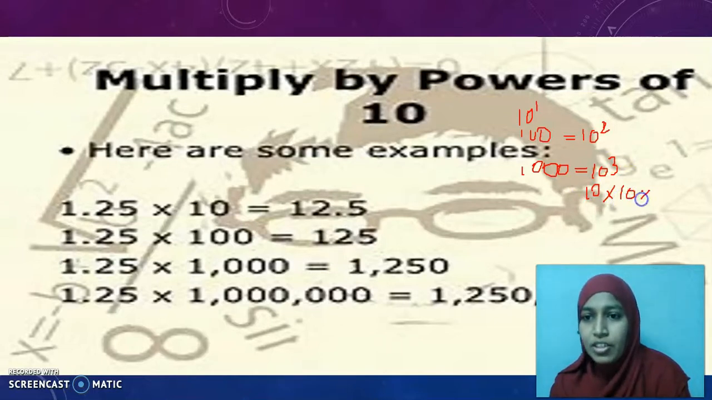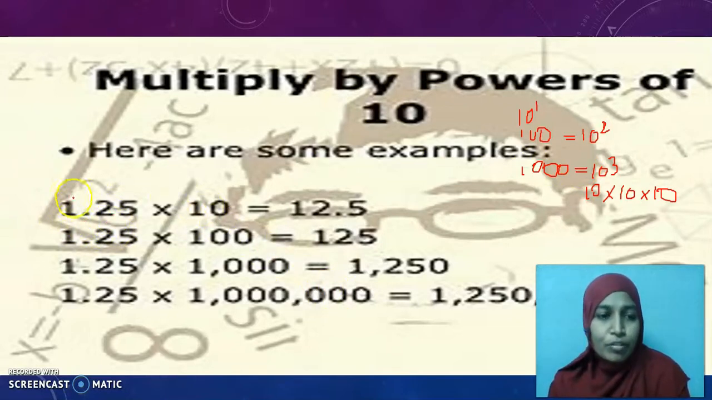Is it clear, my dear children? That's why I have raised the power of 10 to 3. This 1, 2, 3 are written as a superscript for the number 10. Is it clear, my dear children? And this is called powers of 10. The powers of 10 are 10 power 1, 10 power 2, 10 power 3, 10 power 4. It keeps on going. What will happen if I multiply a decimal number by powers of 10?